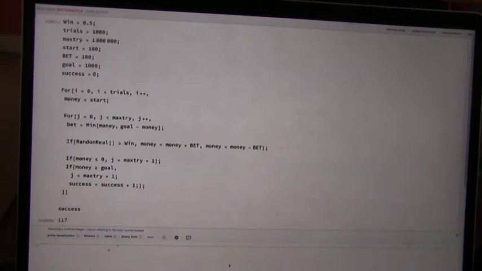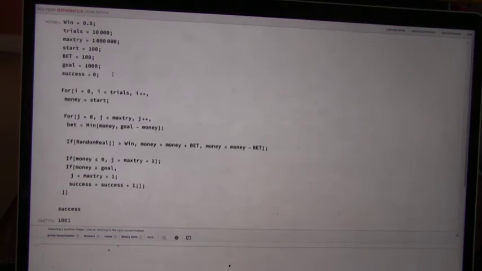117. Maybe if I go to 10,000 trials. 995. 1,001. So what do you see as happening here? About how often are we winning? It's around 1/10th. We had 100 before. So we seem to be winning with this strategy about 1/10 of the time.